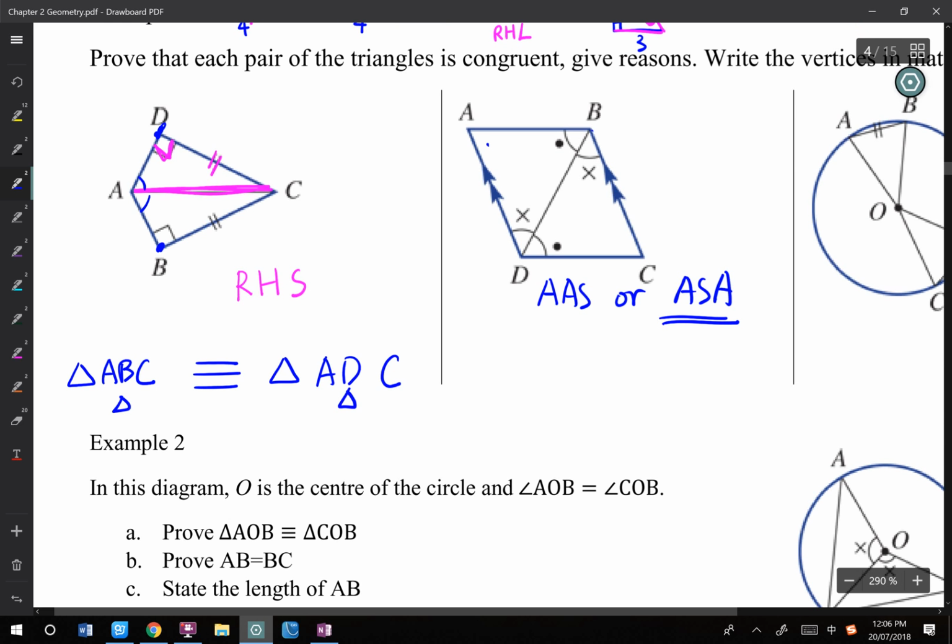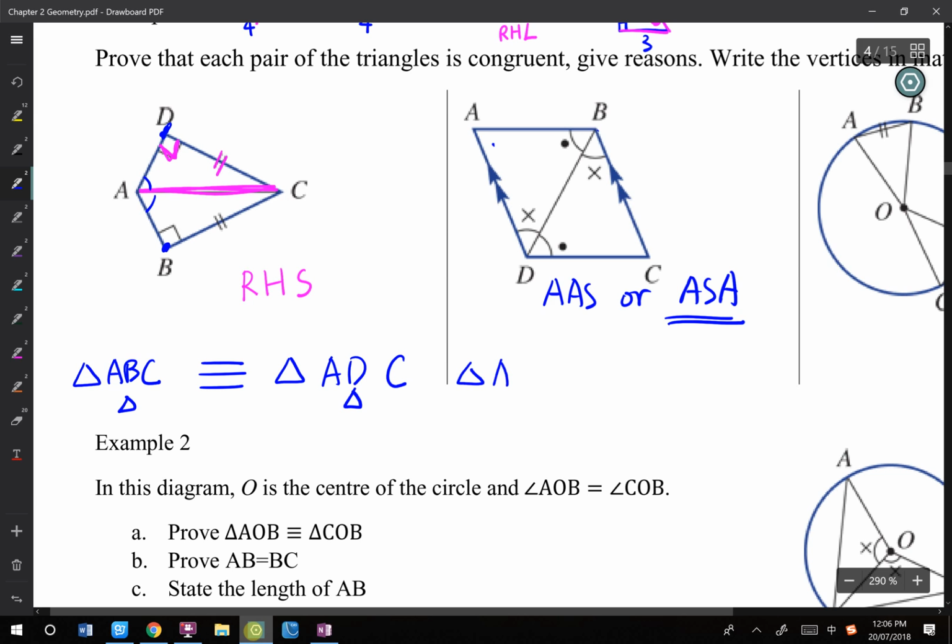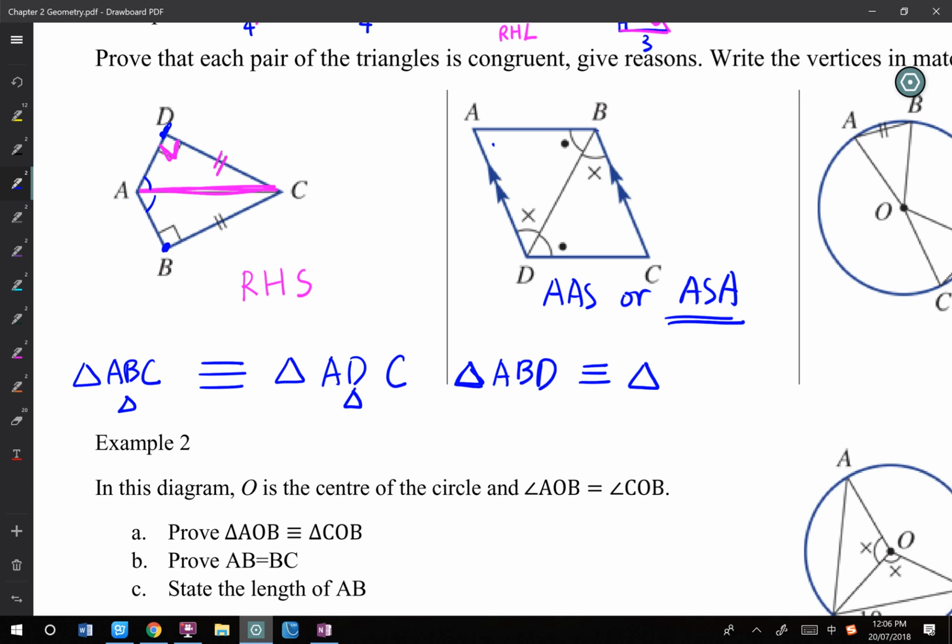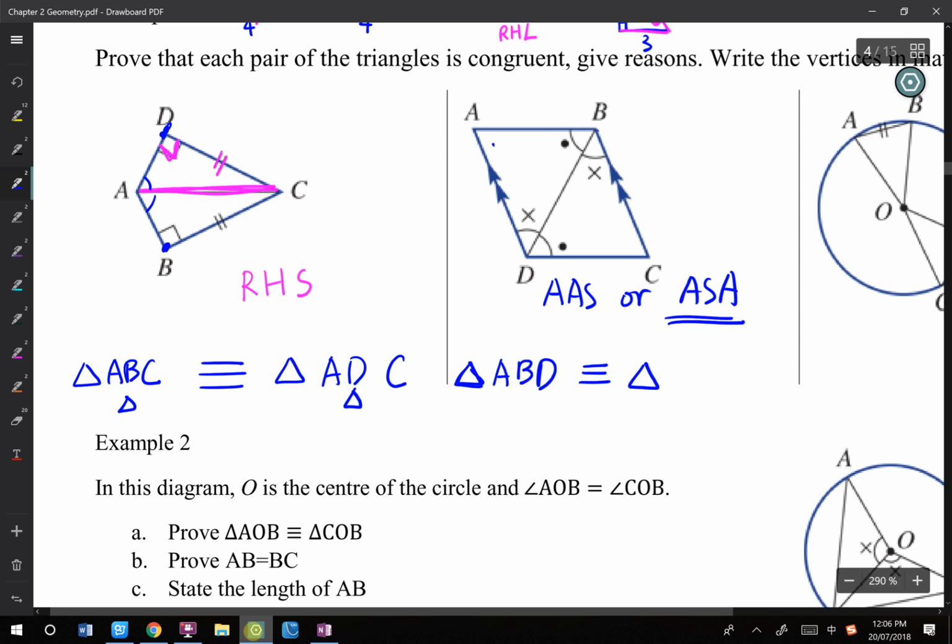Okay, now how do we write it? I will write the first one. I will say triangle ABD congruent to triangle what? Can anyone tell me the order? BCD or DBC or DCB? Which order? C, B, D. Okay, that's correct.